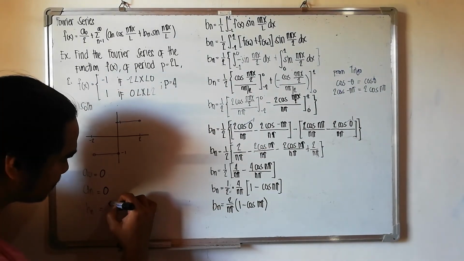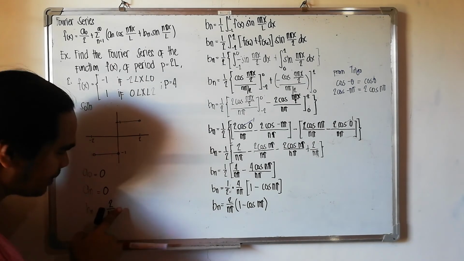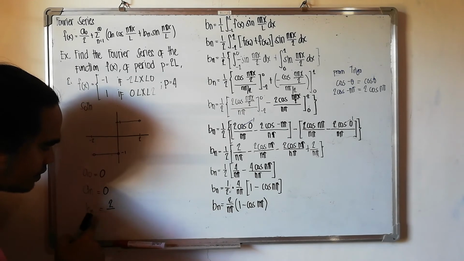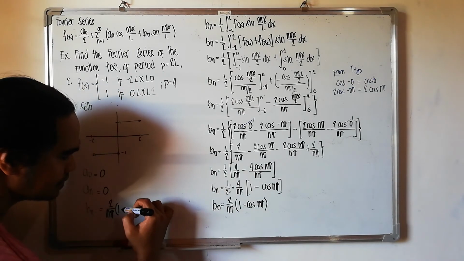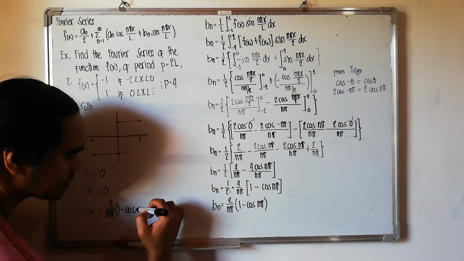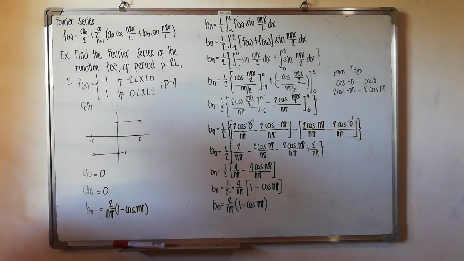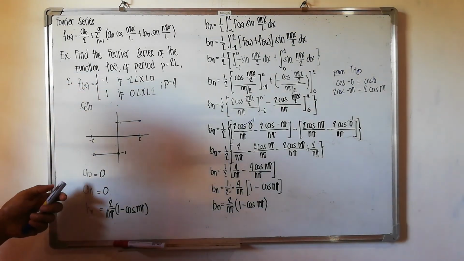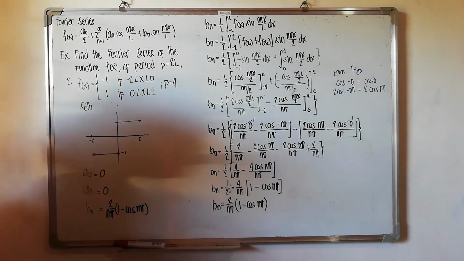So you have 2 over n pi times 1 minus cosine n pi. So that's it. Now you have your a sub o, a sub n, and b sub n. So we can now solve for our Fourier series.